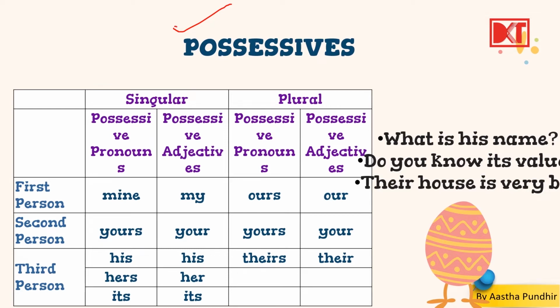So again these possessives add possession to the meaning of the noun. Okay, like what is his name? Do you know its value? The house is very big. So their house. Okay, so these kinds of possessives add meaning to the noun again by talking about its possession.